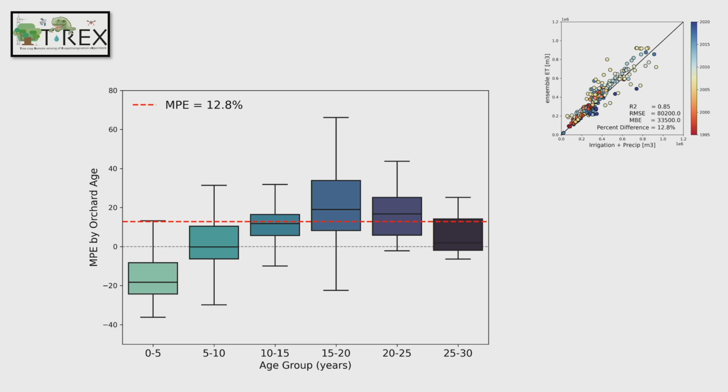This is not surprising. Young orchards are notorious for over-irrigation, so they can reach production age quicker. They also don't have a lot of biomass. But as you can see, once the biomass increases, you get into those more mature almond orchards, 10 to 15, a little on 15 to 20. Those are peak production years for almonds. We're sitting around that mean percent difference error of 13%.